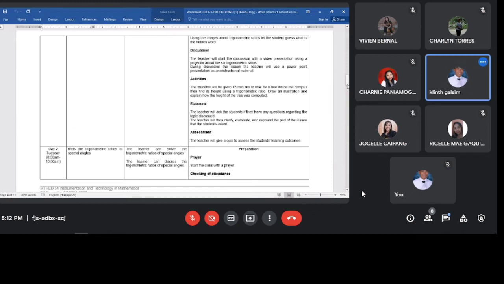And lastly, for the assessment, the teacher will give a quiz to assess the students' learning outcomes, and that would be all for day one.